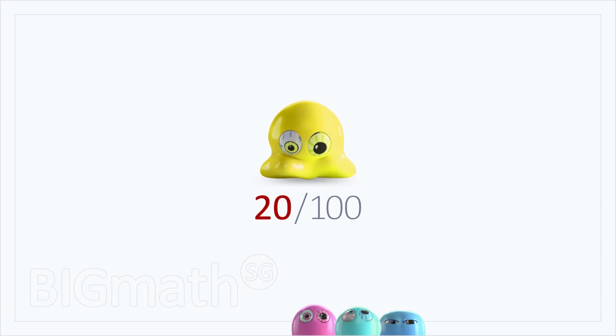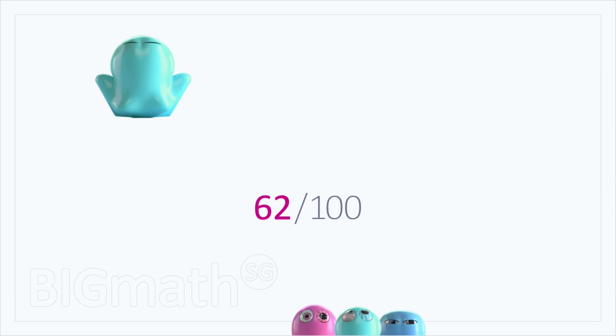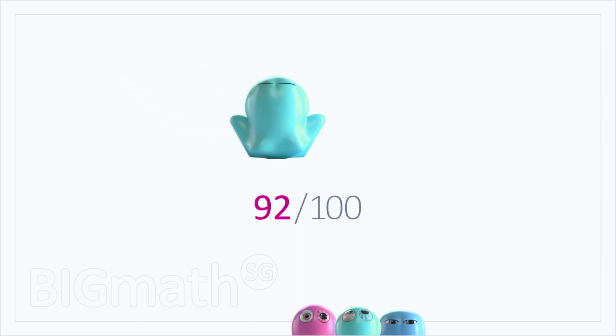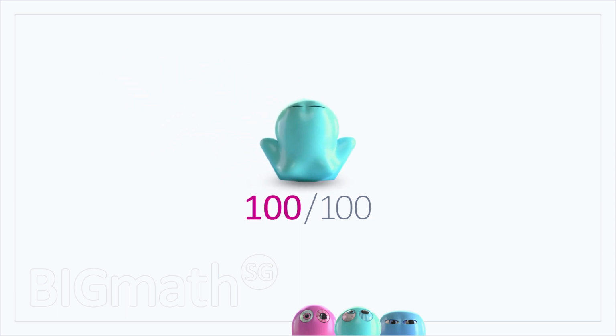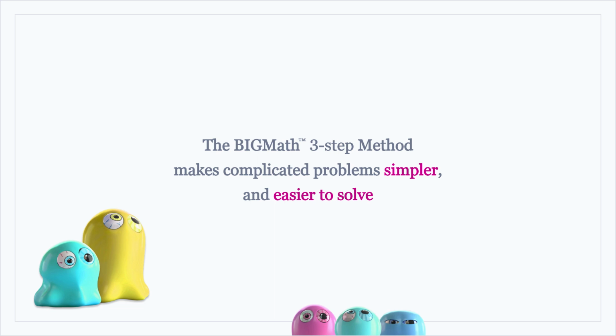Many children say it's mission impossible to get more math problems right and achieve better grades, but our students did it without taxing their parents' time to send them to after-school math enrichment classes or learning complex problem-solving methods. If your child can apply the 3 steps of the Big Math method, they will make complicated problem sums simpler and easier to solve.